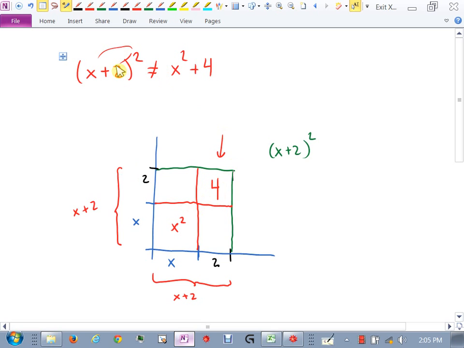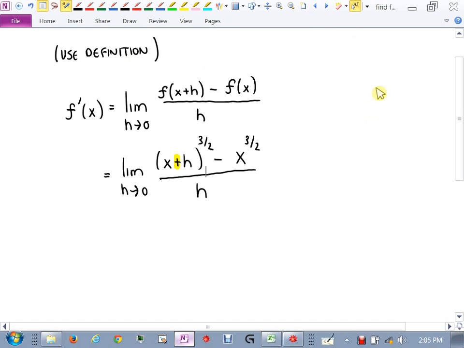If you think that this is just this, then you've only accounted for this portion of that area. You still need these other 2 places right here. And this one is 2 times x, and the other one over here is the same thing, 2 times x. And so when you put all those together, you get x squared plus 4x plus 4. That's a geometric convincing that you can't pass a power through addition like that. I just did that because maybe you've seen it, maybe you haven't. All right, so back to this.